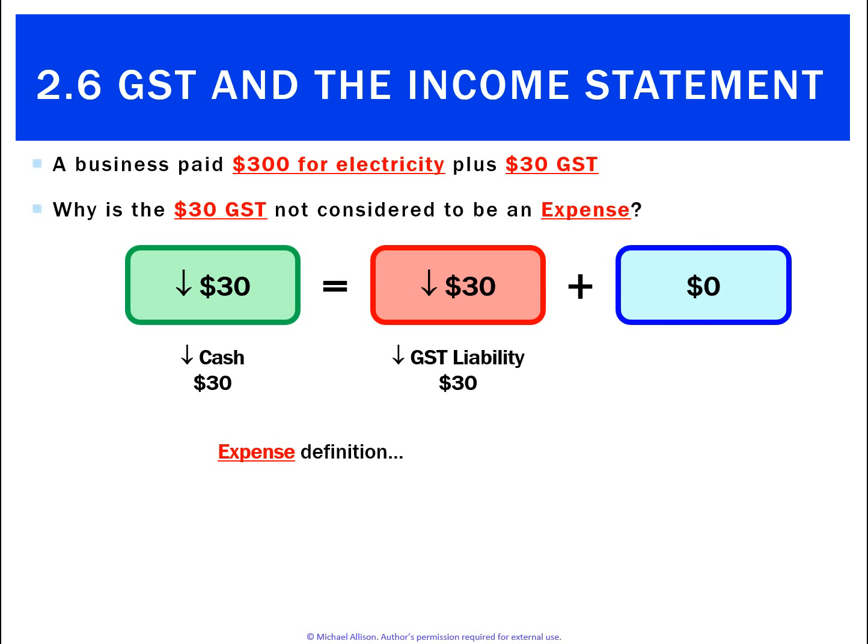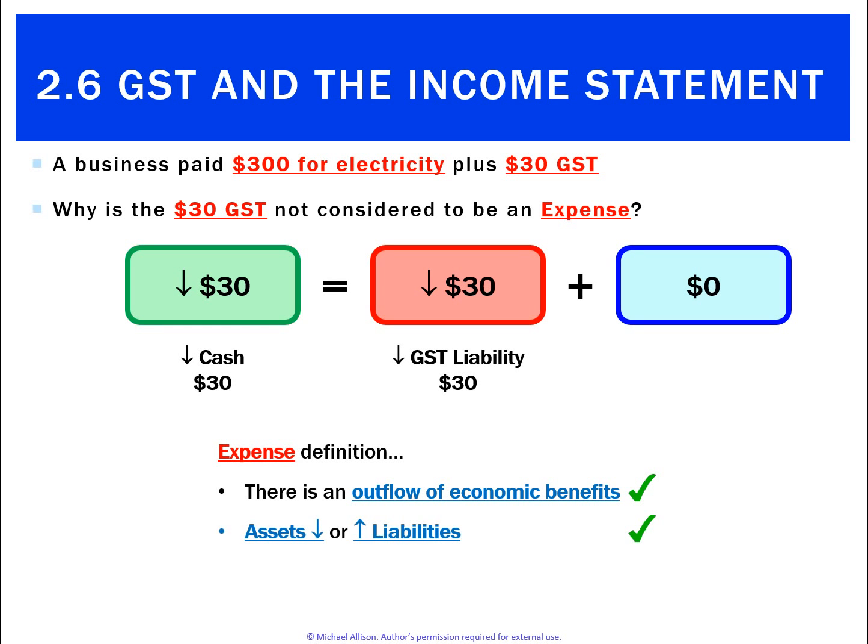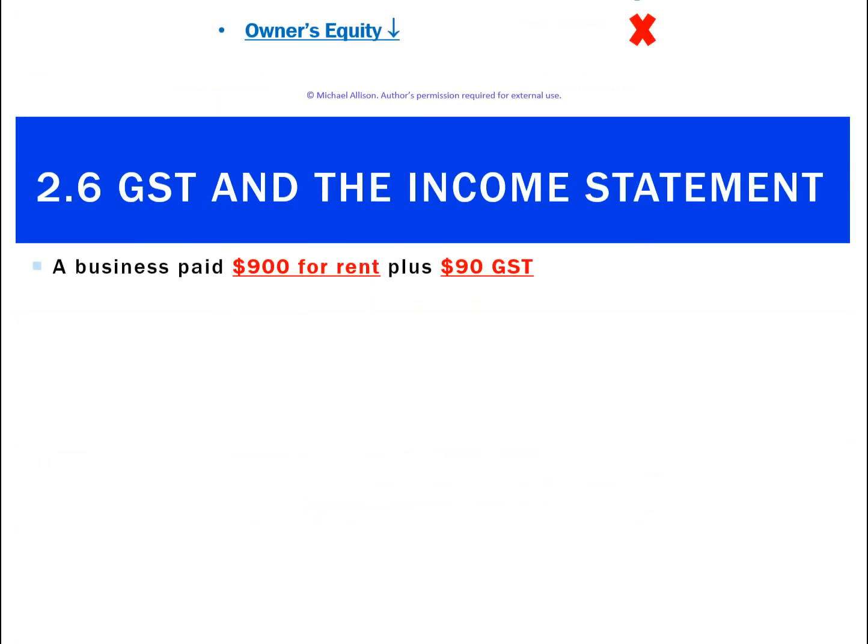So looking at the definition of an expense, do we have an outflow of economic benefits? We do. There's cash leaving the business. Has it decreased assets or increased liabilities? It has. Assets have decreased. But the last part of the definition is not true. Owner's equity doesn't decrease. So therefore that $30 is not considered to be an expense.